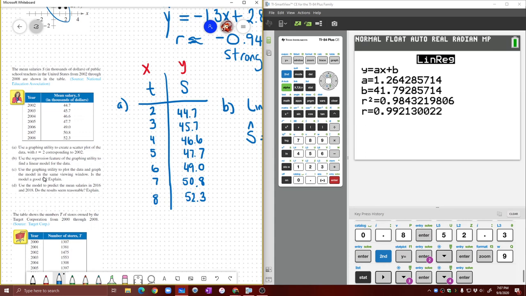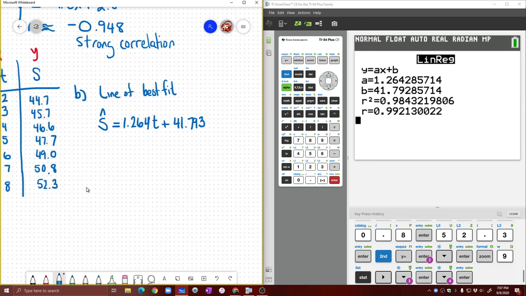Now part C says, use the graphing utility to plot the data and graph the model in the same viewing window. Is the model a good fit? Well, remember, that's the whole reason we got this R value. So now we're going to be able to objectively say if it's a good fit. So R is approximately 0.992. So this is a strong positive correlation. So this is a good fit.